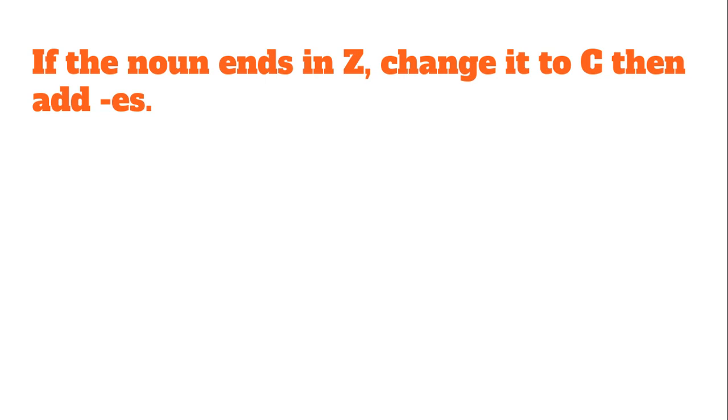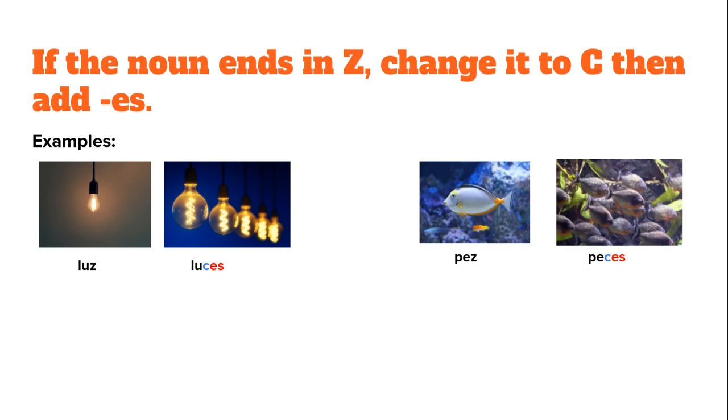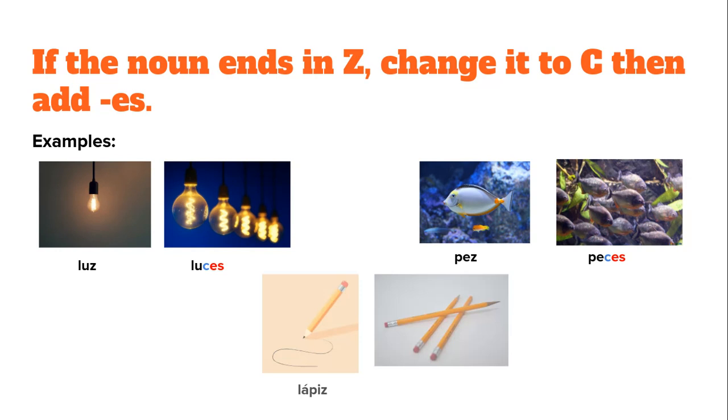When the noun ends in the letter Z, like I said before, we're going to change the Z to a C and then add es. Here are some examples. Una luz, muchas luces. Notice how the Z changes to a C. Un pez, muchos peces. Un lápiz, muchos lápices.